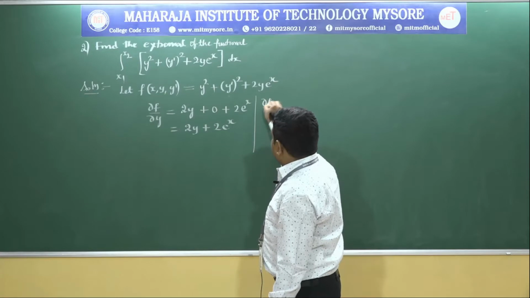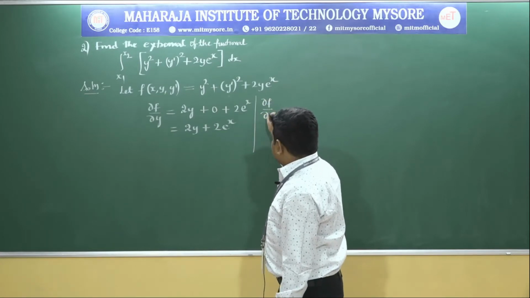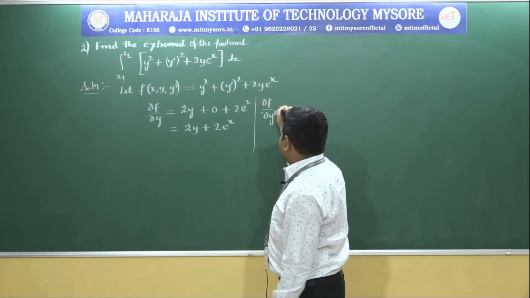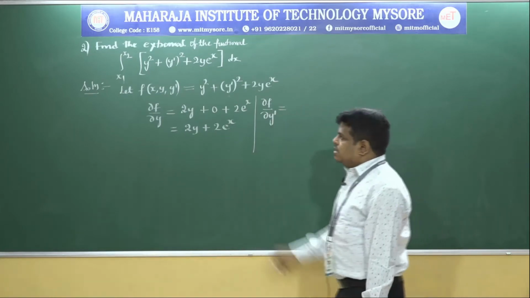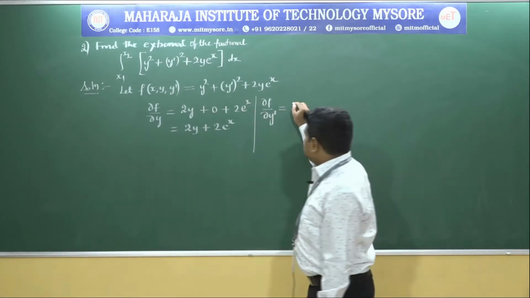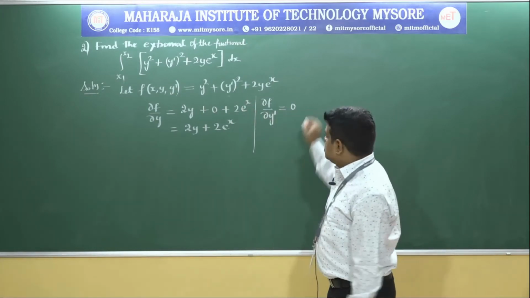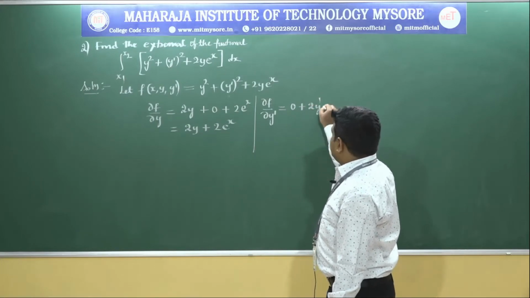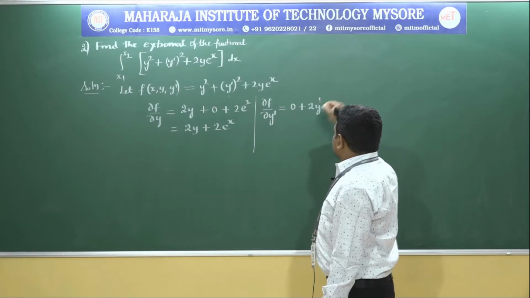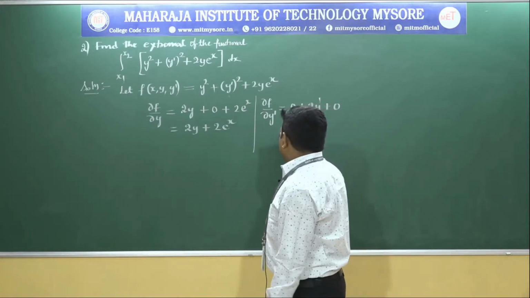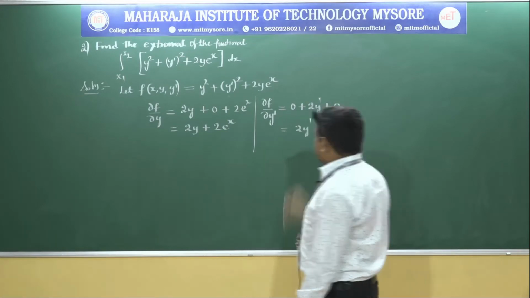Next, similarly partially differentiating f with respect to y dash, we get here y square is constant, x is also constant. On differentiating this, the first term is constant, it becomes 0. Second term we get as 2y dash. Third term we get 0, since y and x are constant. Therefore, dou f by dou y dash is 2y dash.